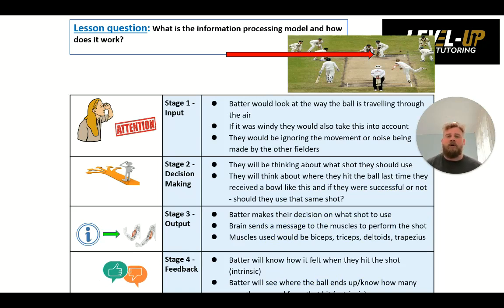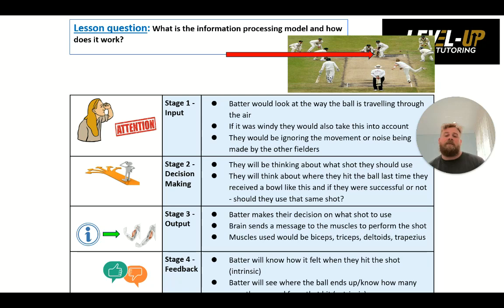Okay, so input. The batter would look at the way the ball is traveling through the air. If it was windy, they would also take this into account. They would be ignoring the movement or noise being made by the other fielders. Decision making. They will be thinking about what shot they should use. They will think about where they hit the ball last time they received a ball like this and if they were successful or not. Should they use the same shot?